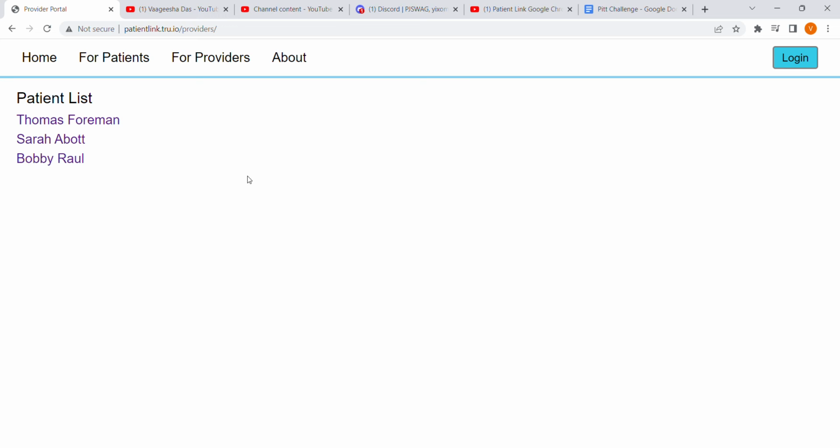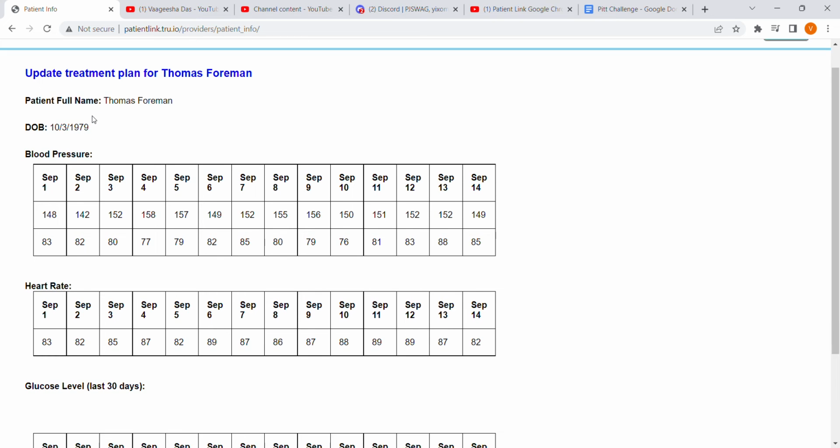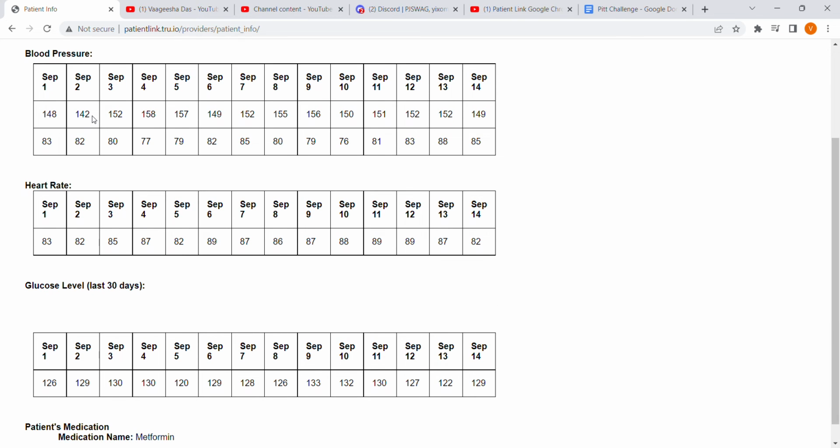So here is an example of the interface a provider would see on the website. For the patient Thomas Foreman, it will display their stats that are being tracked under their current treatment plan. In this case, we have blood pressure, heart rate, and glucose level monitored over a period of several weeks.